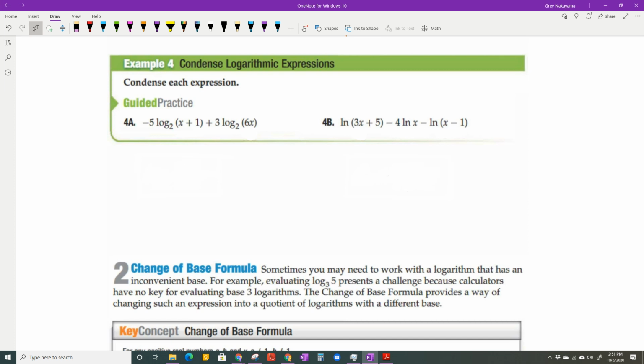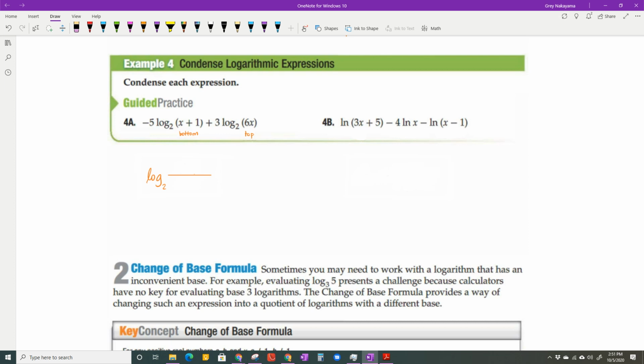That's why we do all the practice of expanding so that you can condense properly, okay? Because that's what you're going to have to be able to do when we get into the next sections of solving equations. So on this first one, if you look at this first term, it says negative 5 log base 2 of x plus 1 plus 3 log base 2 of 6x. Well, since this first term is negative, it has to be on the bottom. And since this one is positive, it will be on the top. So that means I know I'm going to have division in my problem.